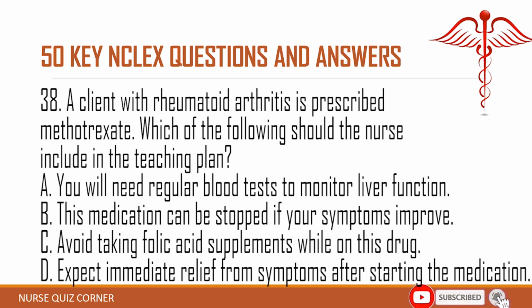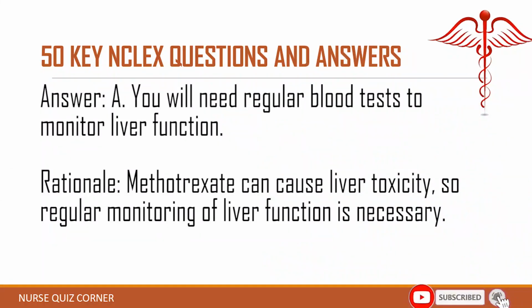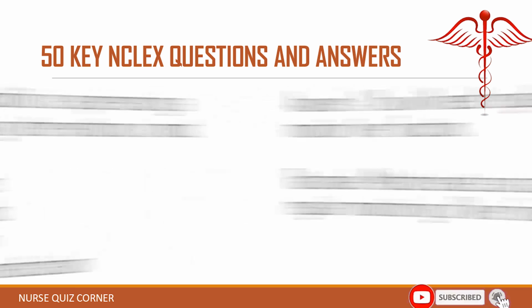A. You will need regular blood tests to monitor liver function. B. This medication can be stopped if your symptoms improve. C. Avoid taking folic acid supplements while on this drug. D. Expect immediate relief from symptoms after starting the medication. Answer A. You will need regular blood tests to monitor liver function. Rationale. Methotrexate can cause liver toxicity, so regular monitoring of liver function is necessary.